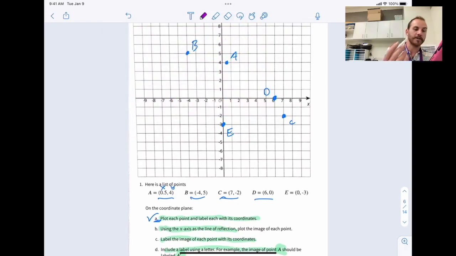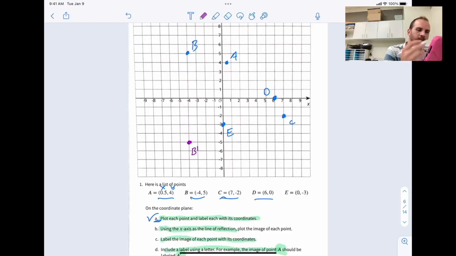All right, so the next one is to use the x-axis as the line of reflection to reflect these points across the x-axis. We talked about this on Tuesday. When we reflect across the line of reflection, you go the distance to that line and the same distance away. So going from negative 4, 5 across the x-axis, we end up here, still 5 spaces away from the x-axis, our line of reflection, and that's where we'll find B prime.